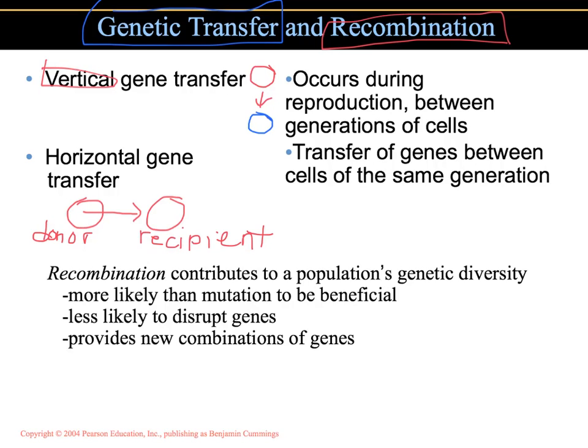Once transferred, part of the donor's DNA will be incorporated into the recipient's DNA. So that is horizontal gene transfer. The part that is not incorporated into the recipient's DNA just gets degraded. And then the recipient will take the donor DNA and integrate it within its chromosome. And this is called a recombinant.